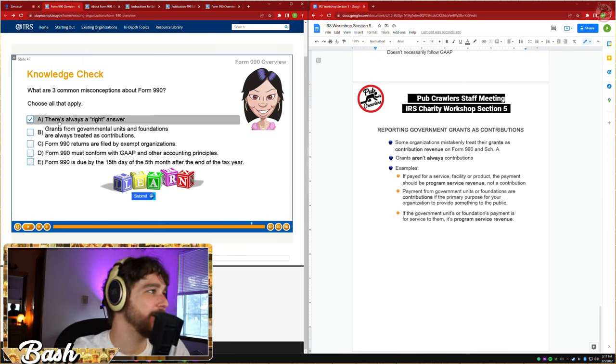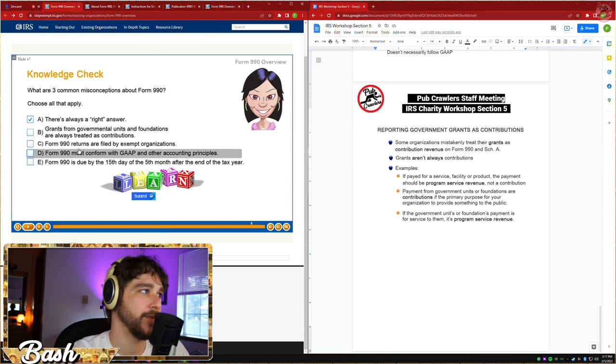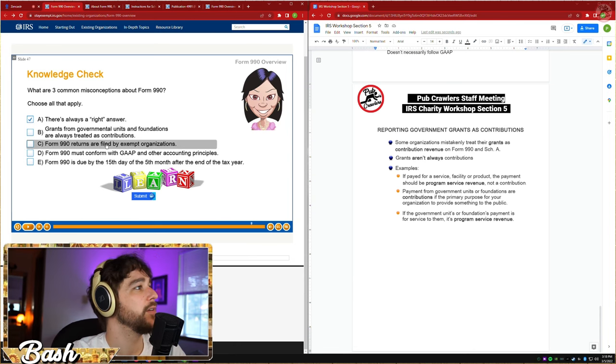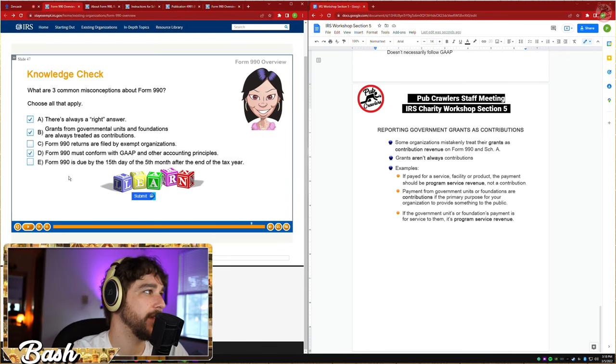Grants from government units and foundations are always treated as contributions. No. Form 990 returns are filed by exempt organizations. Form 990 must conform with GAAP and other accounting principles. Form 990 is due by the 15th day of the fifth month after the end of the tax year. We know that's true. I'm thinking Alpha, Bravo, and then Delta, just because those were three things we talked about just now. What do you think, Kevin? Yeah, I was trying to pick out the ones we just talked about. Yep, it was those three.